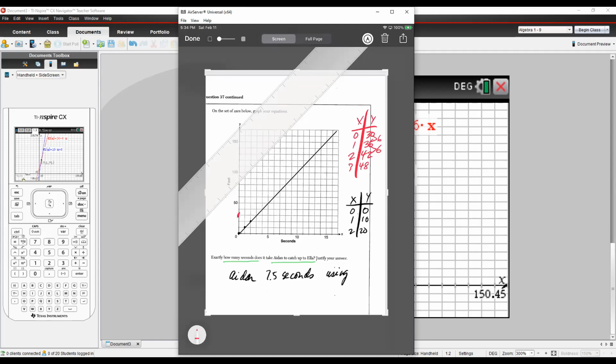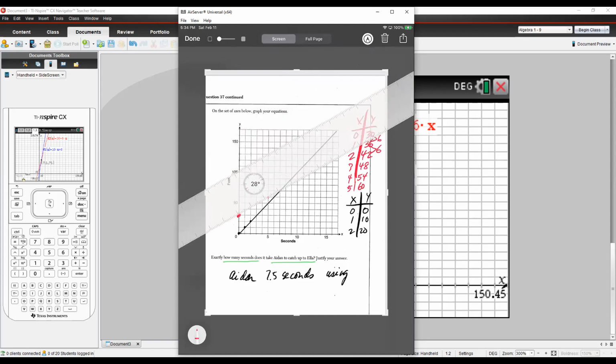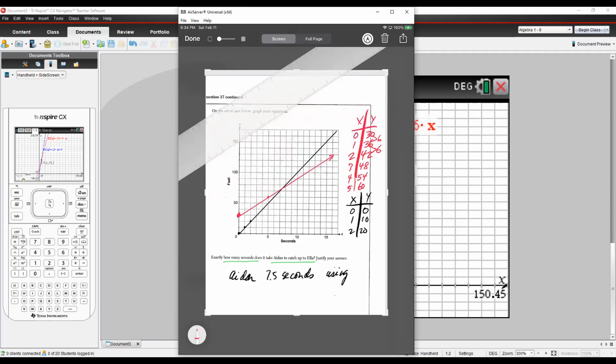Let's see, I need some nice numbers. So 4 will be 54, and then 5 will be 60. Now I'm going to use the 5 and 60 because that's easy to plot. After 5 seconds, she's going to be at 60, so that would be right here. Now that I have these two points, I can use a ruler, and I'm going to try to make this as accurate as possible. Right, so that's Ayla.